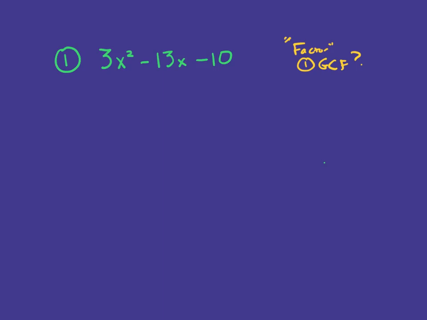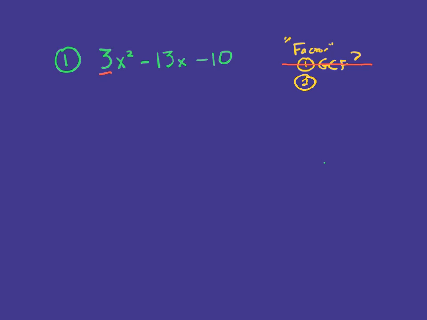In this case, maybe try to take out an x, but you can't take an x out of everything. And if you look at the numbers 3, 13, and 10, there's nothing that they have in common. So on a few of these, you will have something that you can take out, but in this case, no greatest common factor.